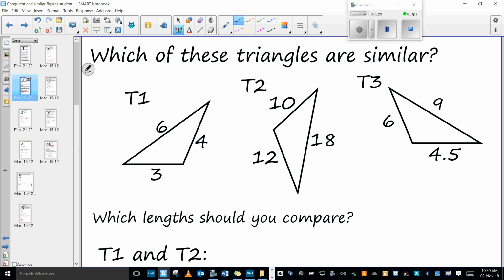No? Just Leona and Jamie? Elena? Pardon? Any suggestion how we would decide if they're similar? Well, I was looking at my notes.